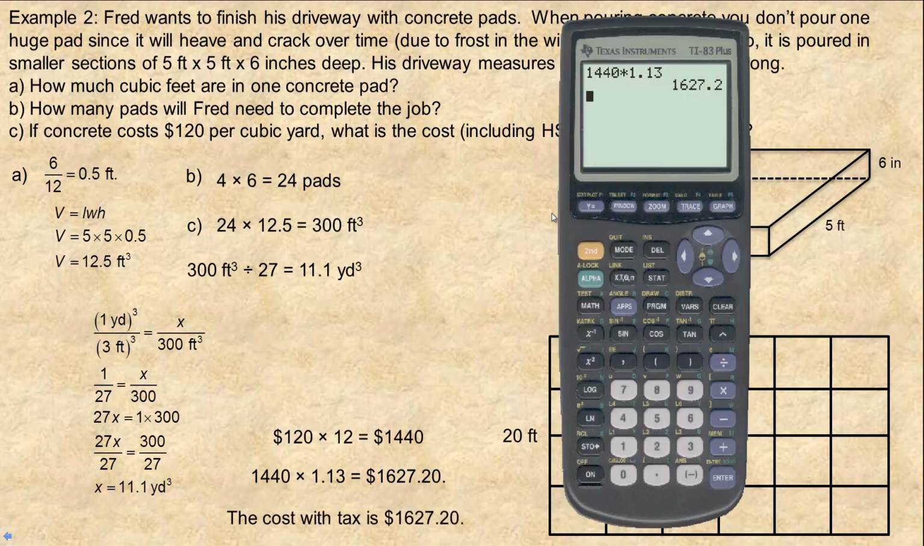And of course, if you want to do it the longer way, not really that long, I guess, you could go times 0.13, especially if you're filling out an invoice and need to know that there's $187.20. So if you take the 1440 and add that 187.2, gives you exactly the same number, $1,627.20.